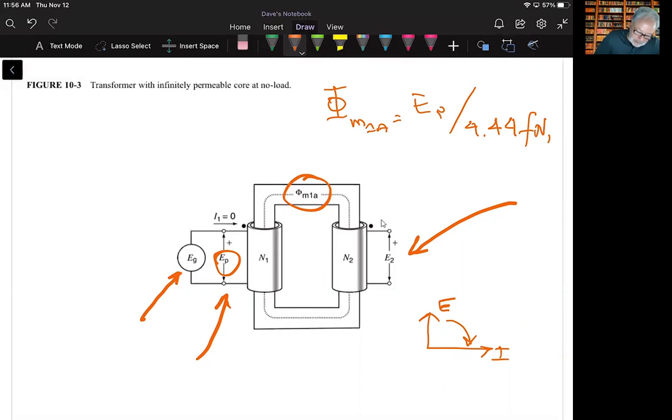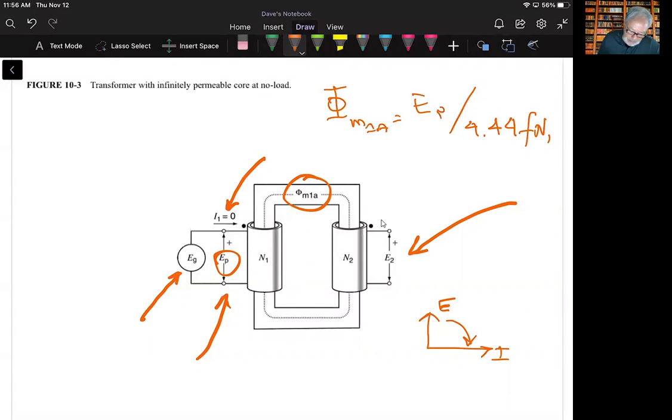And because the core is infinitely permeable in this discussion, and because it has no losses, the no load current, this current, is 0. Okay, so there is not that connection that we looked at earlier with the iron losses and the magnetic hysteresis and all other losses that we had to account for. So that current is 0.